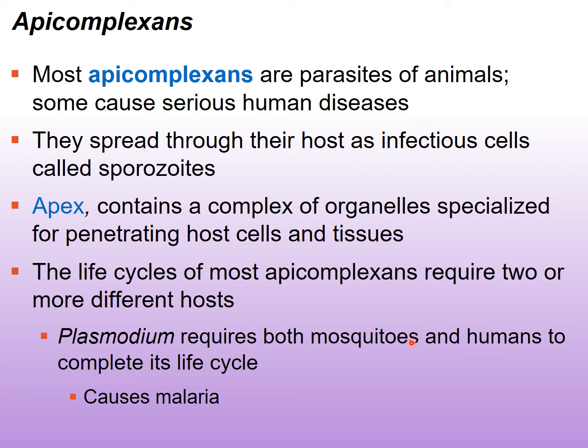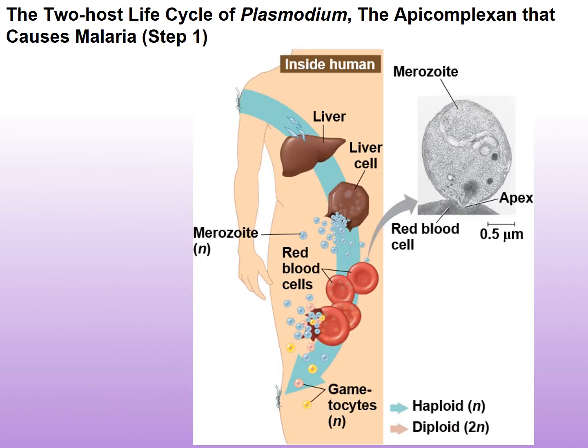Now, the life cycles are quite complex, and require 2 or more different hosts. A key example would be Plasmodium falciparum, which is the organism that causes malaria. It requires mosquitoes and humans to complete the life cycle. So let's go ahead and look at it. Here we've got inside the human, after the mosquito bites the human.